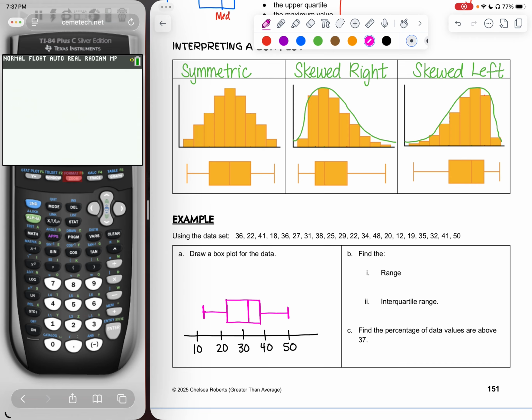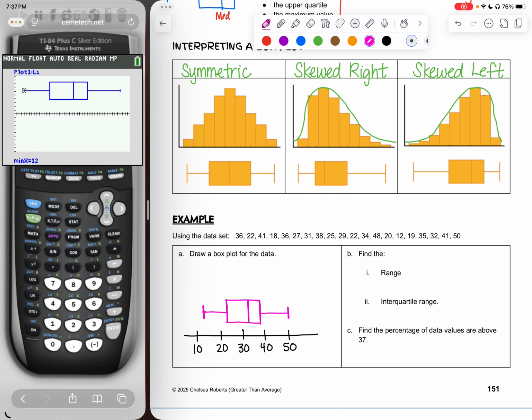So now if I go back to Zoom, go back to the stat, we will see that we have it here. So now all we have to do is hit the trace button, because if you move left and right, your cursor is not going to be on that box plot. So we want to hit trace.